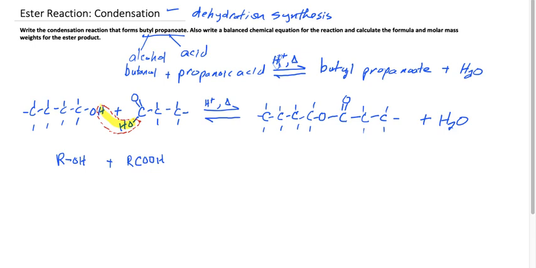I'm going to come over here and get my eraser. I'm going to get rid of that bond line right there, just so we can get in the habit, so when you see this you don't get confused. There we go, R OH, so R is everything right here, and then the COOH. And of course, we want our equilibrium arrow.